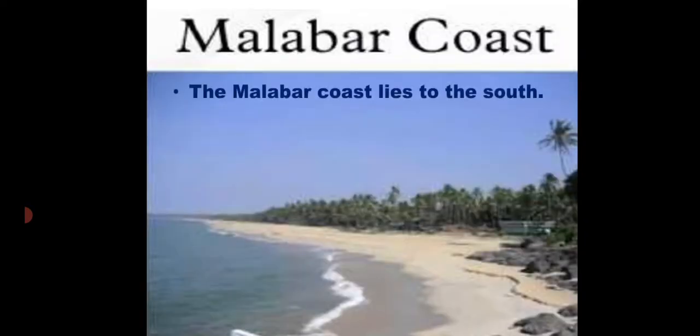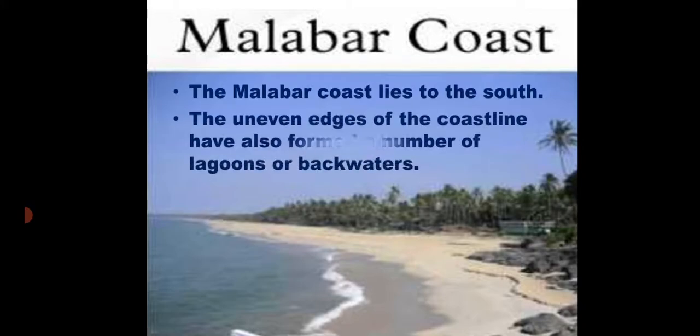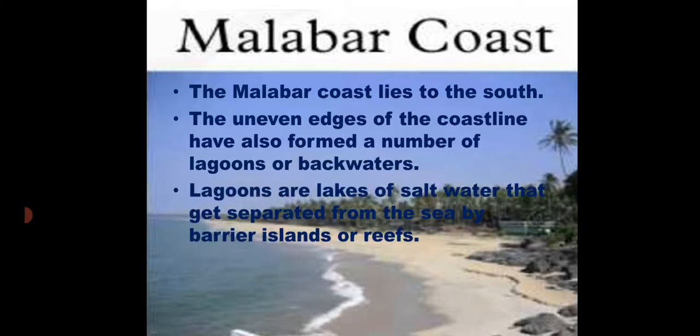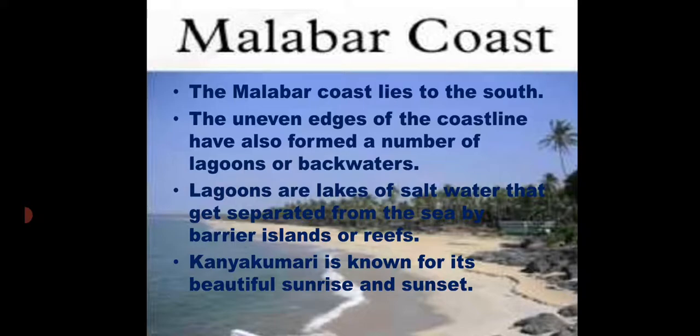Malabar coast. The Malabar lies to the south. The uneven edges of the coastline have also formed a number of lagoons or backwaters. Lagoons are lakes of salt water that get separated from the sea by barrier islands or reefs. Kanyakumari is known for its beautiful sunrise and sunset.